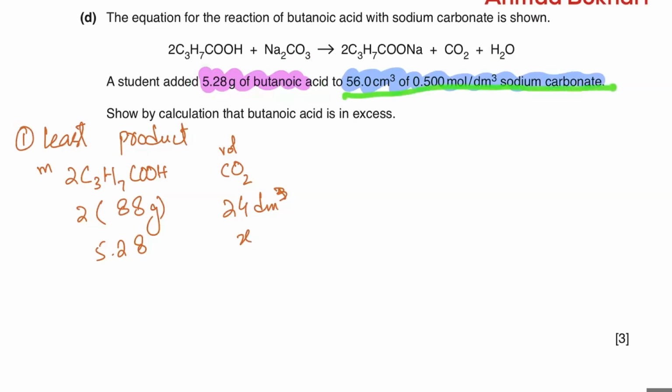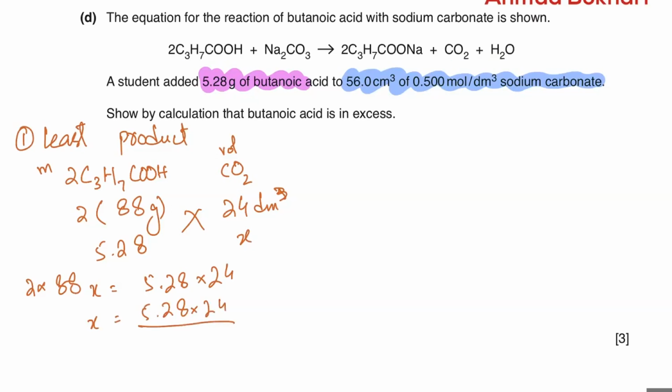I have used this information. I've completely ignored this because right now I am only comparing this and this. I could have compared it with this. It's my choice, I picked carbon dioxide. Alright, so I cross multiply, I get X times 2 times 88 is equal to 5.28 times 24. X is going to be 5.28 times 24 over 2 times 88.